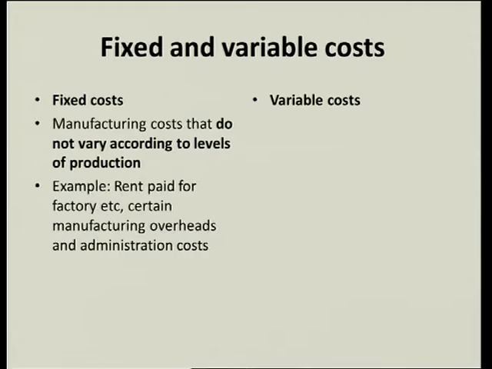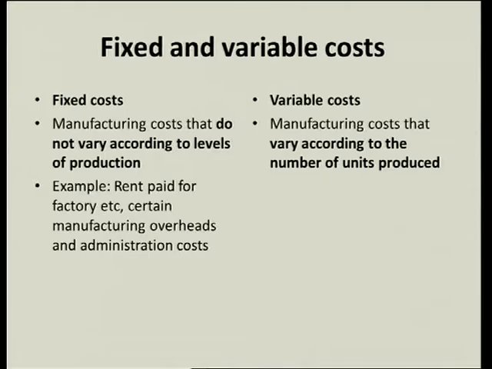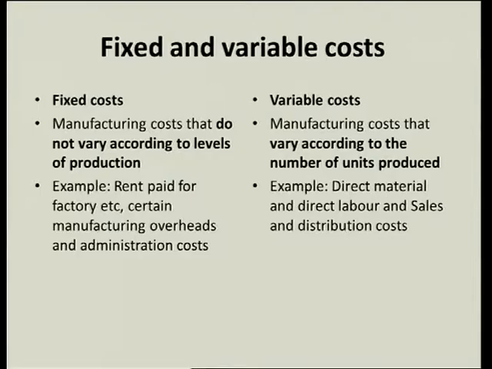Manufacturing costs that vary according to the number of units produced. If you produce 5, your variable costs are going to be low. If you produce 1,000, your variable costs are going to be high. So that varies, changes. Another word for variable is changing costs. Fixed stays the same. An example is direct materials, direct labor, sales and distribution costs.